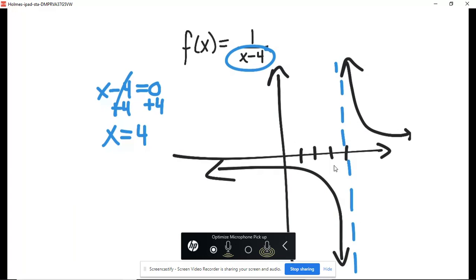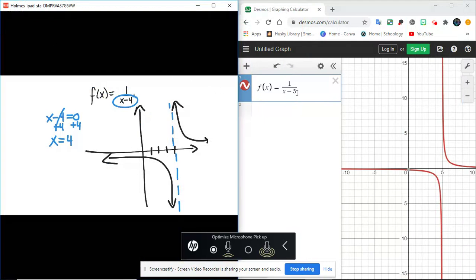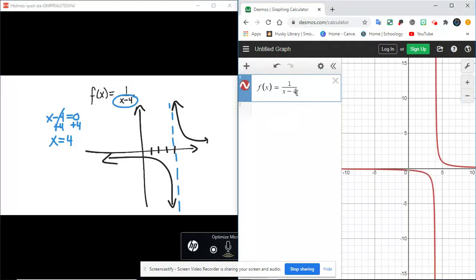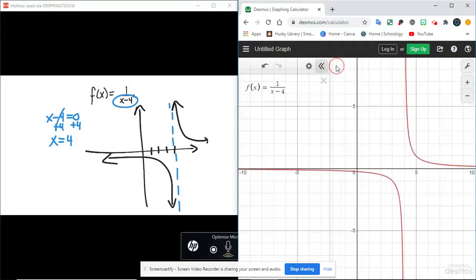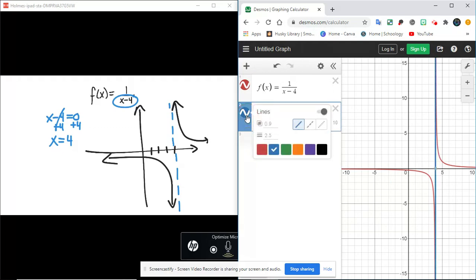Let me show you the example here on Desmos so you can see it. If I move this over, let's change this function to x minus 4 in the denominator. Notice there is an imaginary line that you cannot necessarily see, so I'm going to type it in as a dotted line. In Desmos, I'm going to type in x equals 4, and I'm going to make this a dotted line so we can see it better.